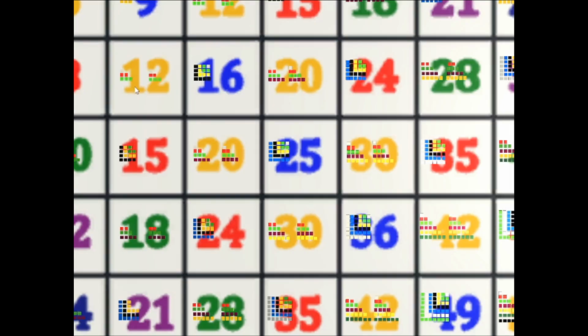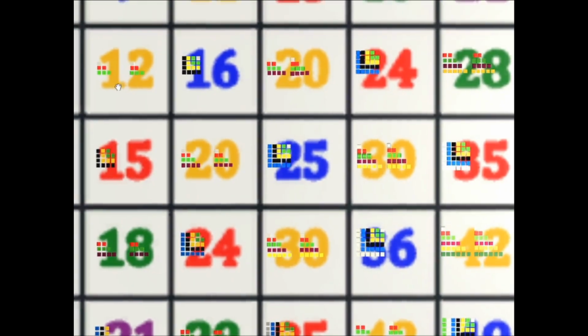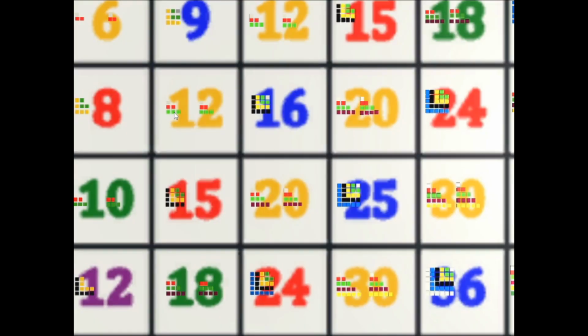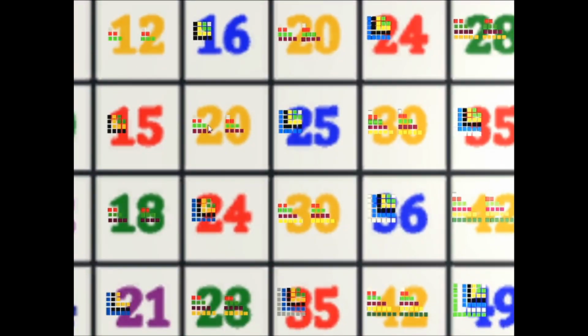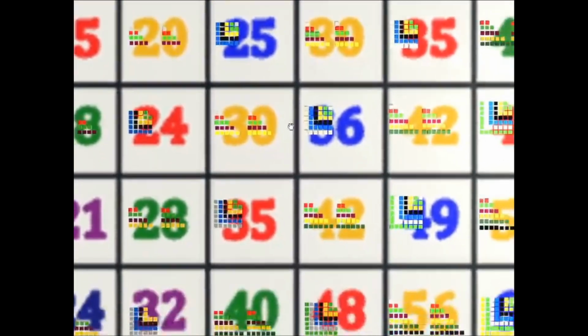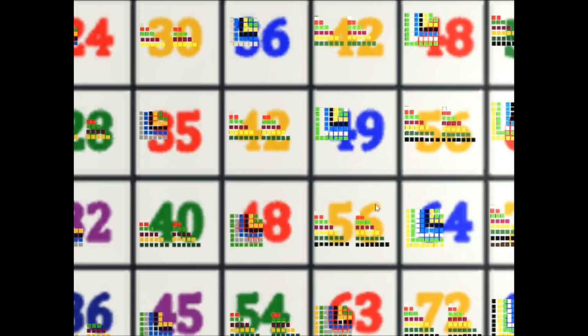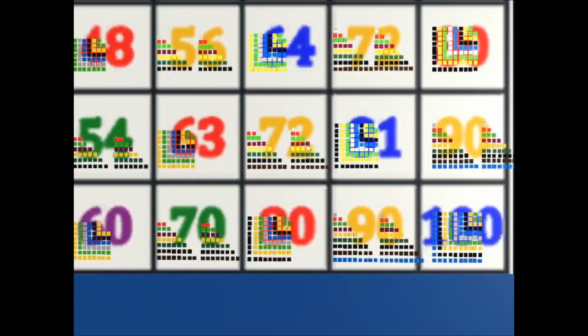So 12 is made from two triangles, 1 plus 2 plus 3, and then another 1 plus 2 plus 3. 20 is also made from two triangles, 1 plus 2 plus 3 plus 4, plus 1 plus 2 plus 3 plus 4, and so on down this yellow diagonal. Every number is made from two triangles.